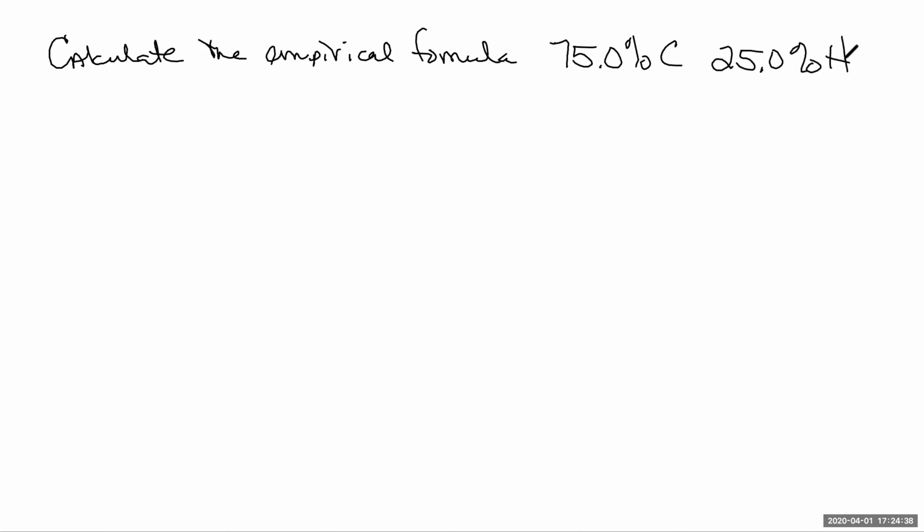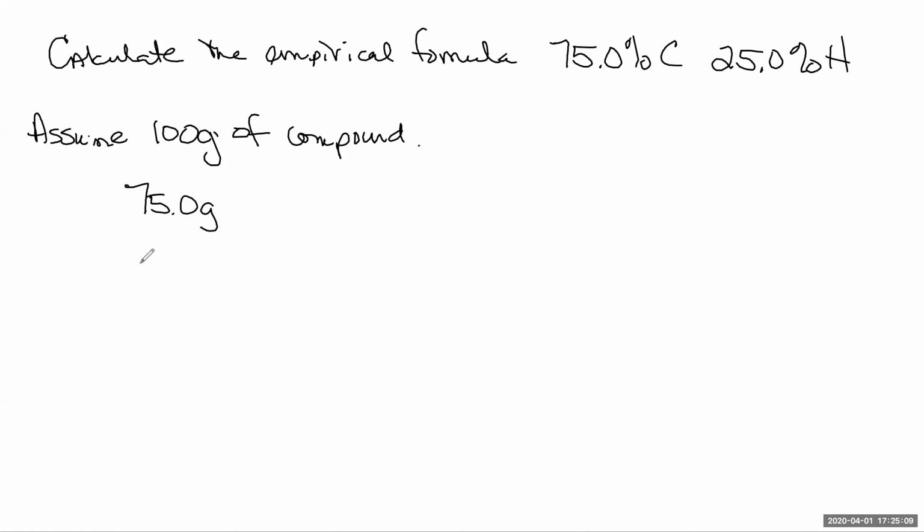Whenever we do these types of calculations, one of the first things you need to do is get from percent somehow to masses. The easiest way to do that, in my opinion, is to make an assumption that you have 100 grams of the compound. If you have 100 grams of the compound, and it's 75% carbon, then I have 75 grams of carbon. And if it's 25% hydrogen, I then have 25 grams of hydrogen. So the first step: assume you have 100 grams of the compound.